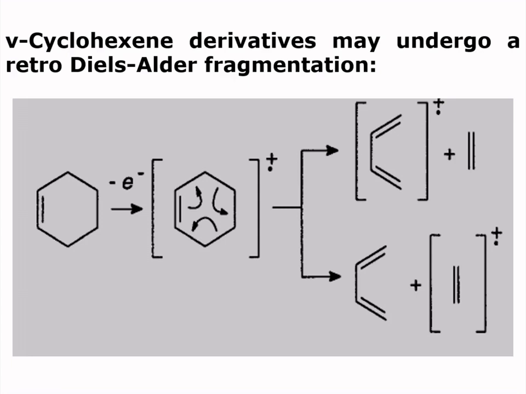Cyclohexene, for example, which is a cyclic compound containing a double bond, undergoes retro-Diels-Alder fragmentation, cyclic fragmentation, with formation of butadiene and ethylene cation. This two-bond cleavage produces a neutral molecule and an odd-electron ion, either ethylene plus butadienyl cation or butadiene plus ethylene cation. That can be observed in case, for example, of the C ring, which undergoes retro-Diels-Alder fragmentation.